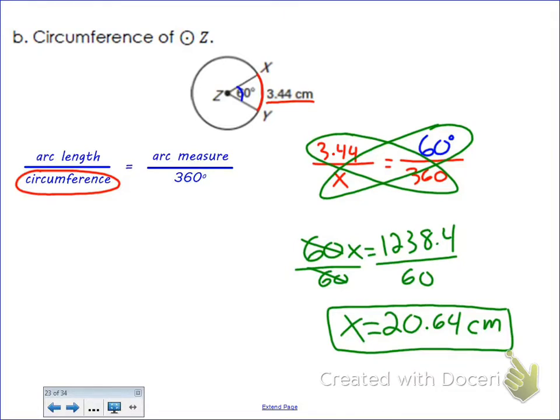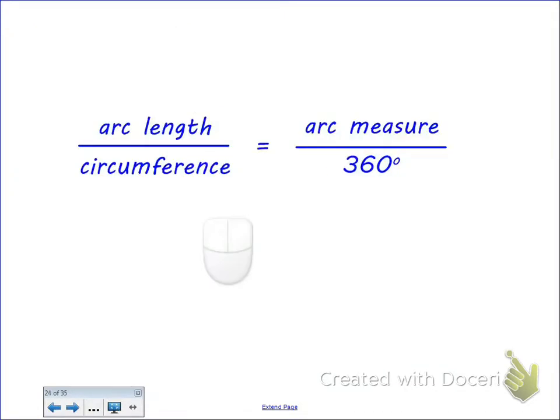So we've done 2 examples here. One where we found the arc measure, and one where we found the circumference. We can also do it in finding the arc length given the circumference and the arc measure. We can find any one of these 3 given the other 2. You just need to identify which one you're trying to find and then fill in the other 2 blanks. Cross multiply to solve and then just solve it algebraically from there.